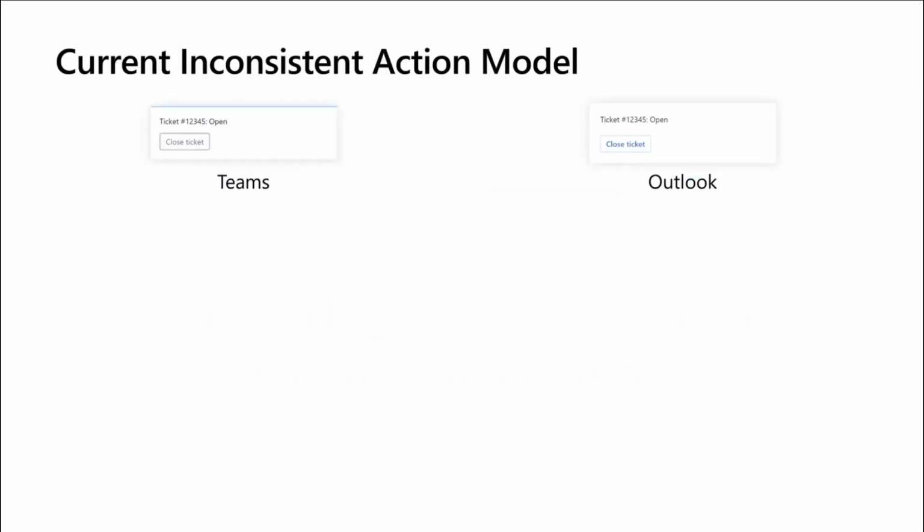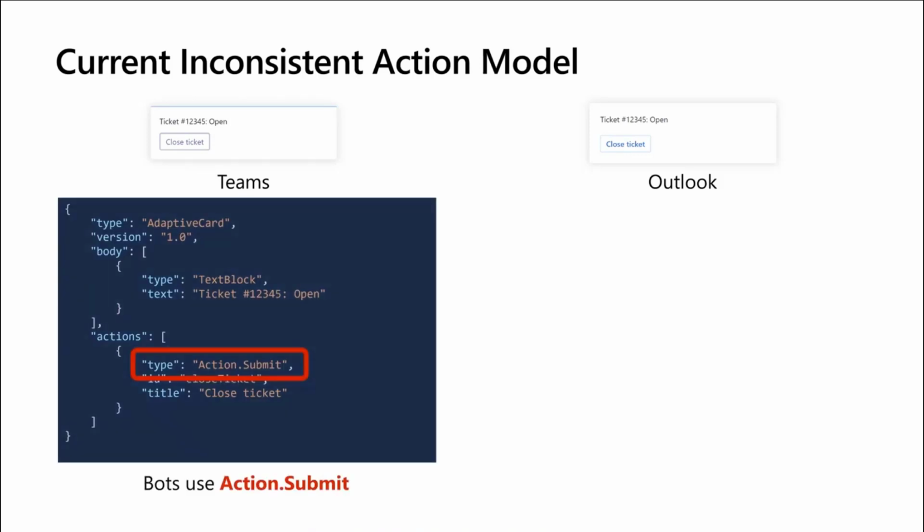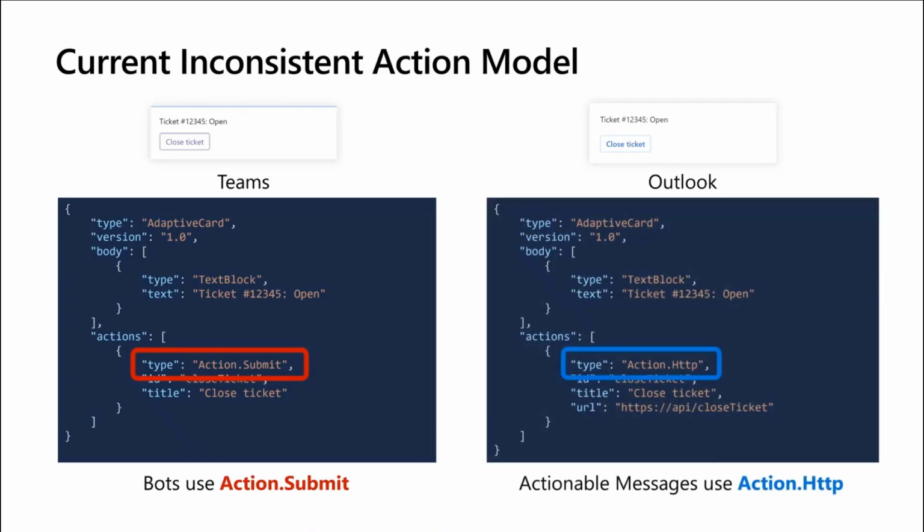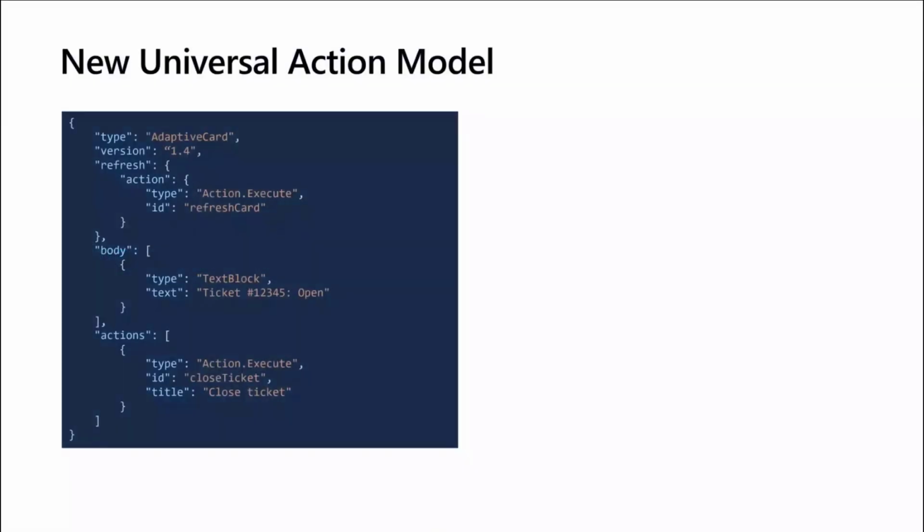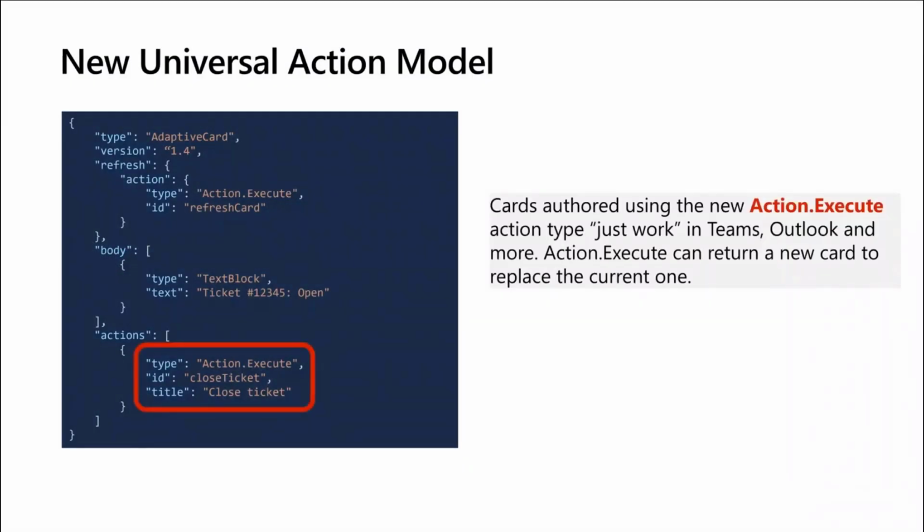And so what's happening today is the left card and the right card both look exactly the same. The left one is on Teams, and the code that you would be using is action.submit for the button. And for Outlook, you'd be using action.http. So that is what we're trying to unify. And with the new universal action model, we've come down to action.execute as the new action type.